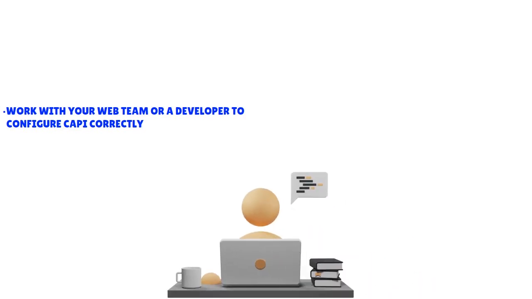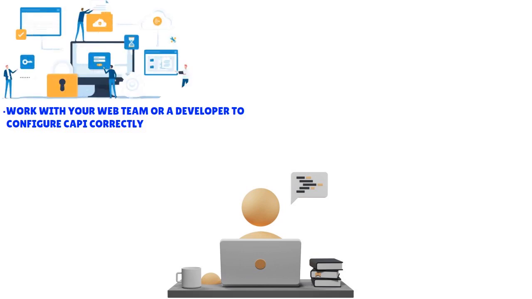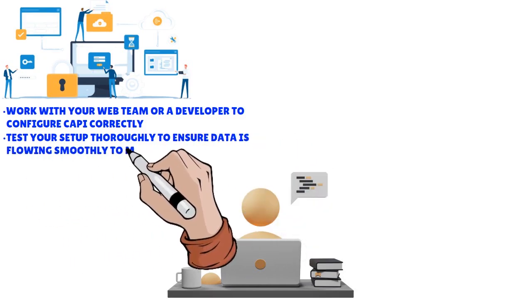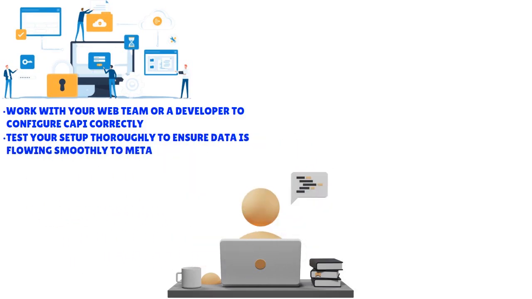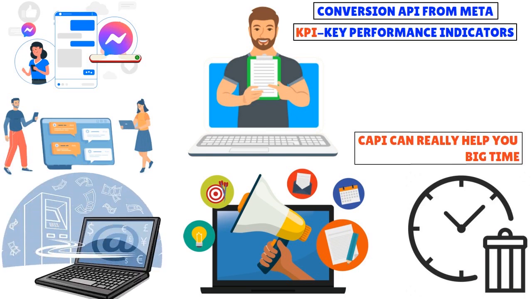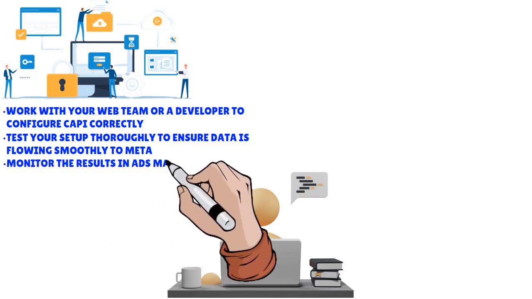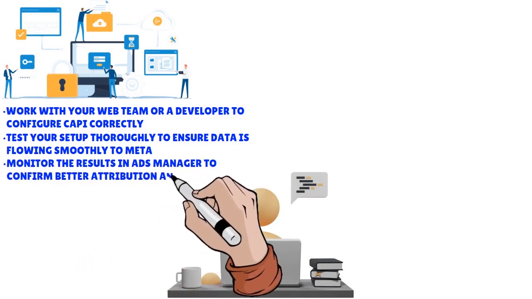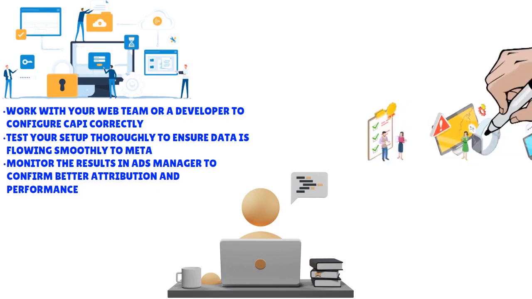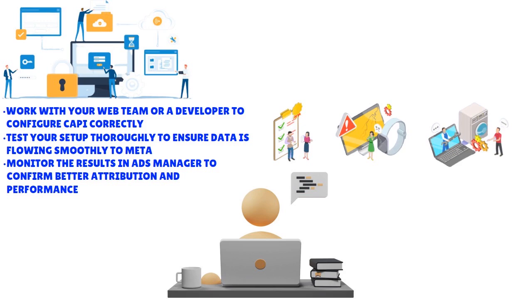So once you have configured your CAPI correctly, you want to test your setup thoroughly to ensure data is flowing smoothly to Meta, right? Because otherwise, basically, you'll be wasting a lot of time. So you want to make sure that data is flowing correctly the way it's supposed to flow back to Meta in the first place, and you want to monitor the results in Ads Manager to confirm better attribution and performance, especially if you are working on multiple products that are complex.